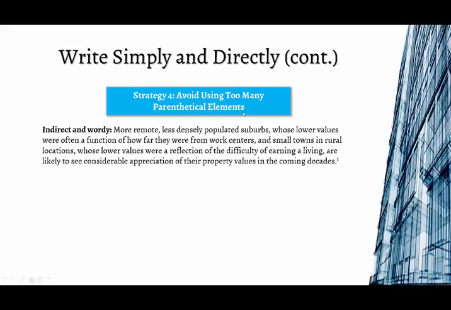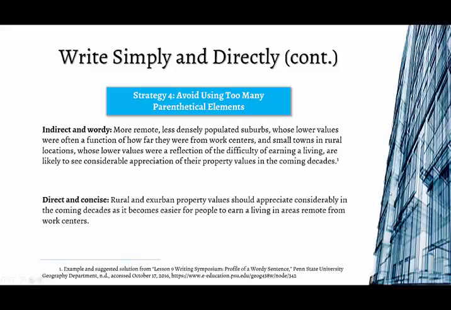All right, so I'm going to give one suggested solution that I grabbed from the website that had this example. Of course, there are many ways that you could do this. The person decided to cut some of the examples here, like the function of how far from work and the reflection of the difficulty of earning. These are areas that the author decided to cut, and then the rest was rewritten a little bit more straightforwardly. So one strategy that you can use sometimes, if you have a long parenthetical phrase, like this one here, for example, more remote, less densely populated suburbs, and so on, you can just use adjectives for that.